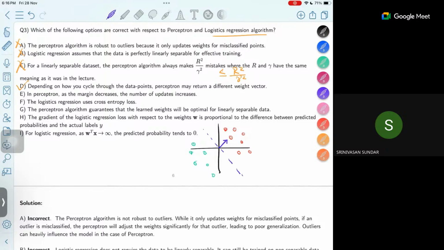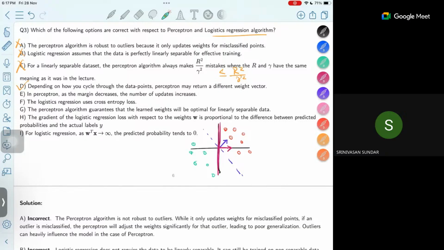But this is not the only possible W. In fact, W can be along the x-axis itself, in which case the y-axis will be the decision boundary, and every point on the right side of the y-axis is a positive point. Every point on this side of the y-axis is a negative point. But clearly these two are not the same. One of these W's might be better than the other, but from perceptron's point of view, it doesn't really matter. It just wants to identify one W which correctly classifies all the points.